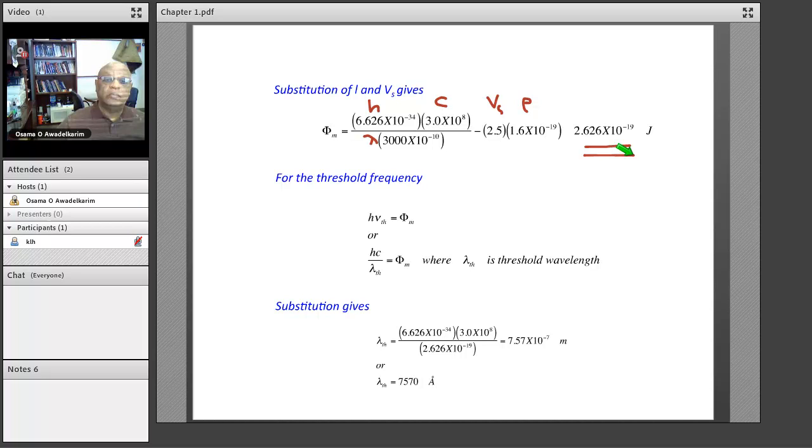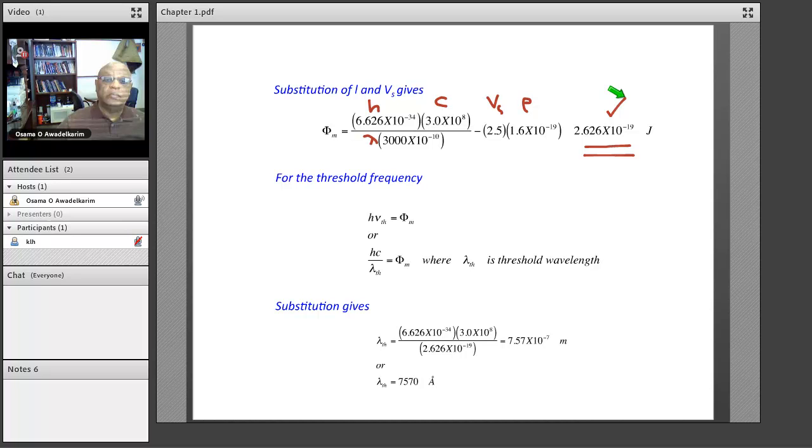The threshold frequency is the frequency of the photon that will just match this energy, the work function. So h nu threshold is equal to phi m.